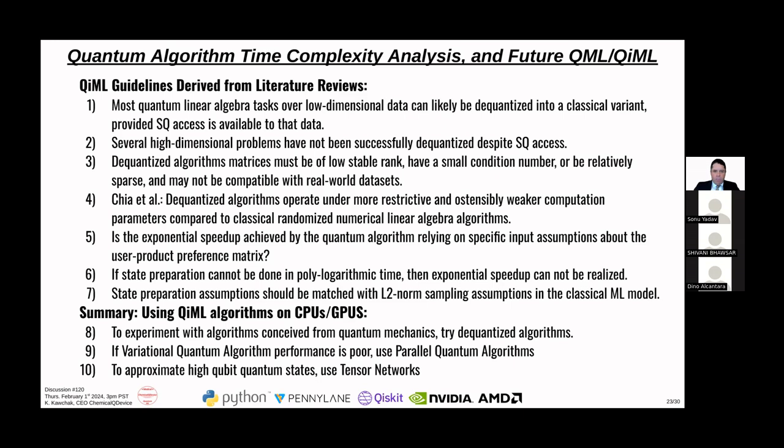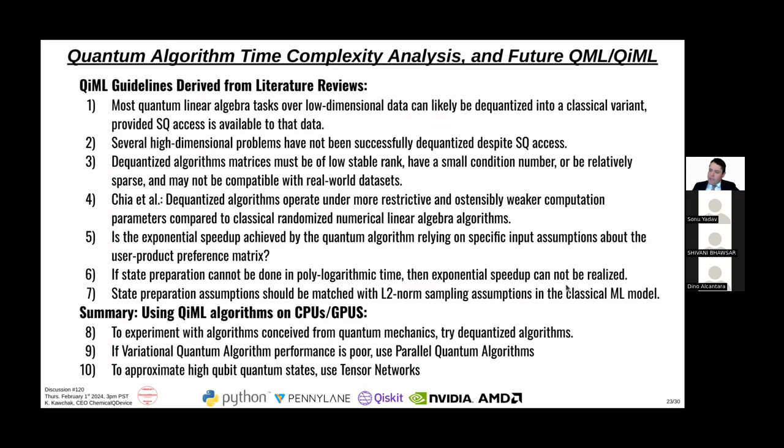If state preparation cannot be done in polylogarithmic time, then exponential speedup cannot be realized. So there are quadratic speedups, which I think people are still saying, with these quantum algorithms that we have, like a 2 to the n. But basically, if the embedding cannot be done in polylogarithmic time, then you don't get the exponential speedup. So you have to be aware of that, because I think embedding takes up a lot of it. Just getting the classical data in, and there are some associated costs with measurement too.